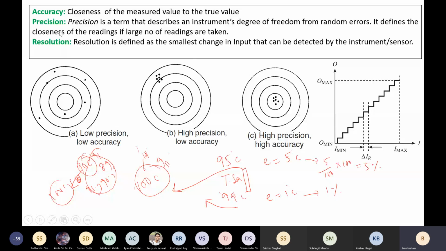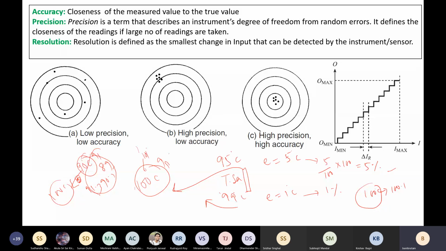Okay. And the last characteristic under these static characteristics is known as resolution. So what do we mean by that? Resolution is defined as the smallest change in input that can be detected by the instrument or sensor, right? Suppose you are measuring some 100-degree temperature, and then you change it to 100.1. Then you are seeing the output. Output can be resistance or output can be voltage, right?